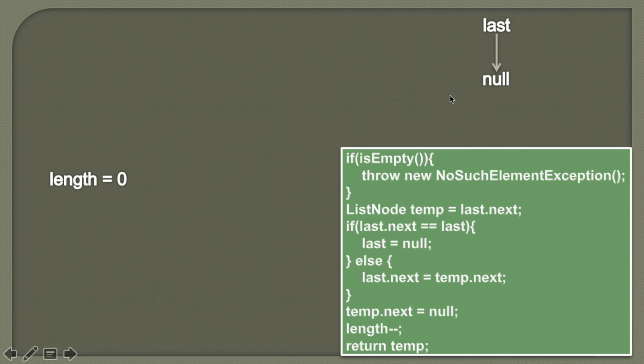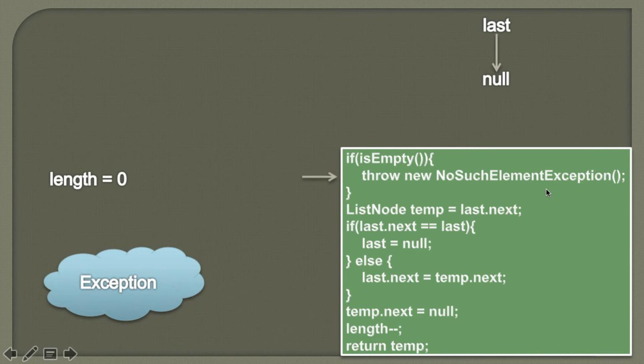So friends, after we remove all the elements, now if we again call this algorithm, in the first step we will check whether the circular singly linked list is empty or not. So here you can see the length is 0 and last is pointing to null, therefore the circular singly linked list is empty. So the condition in the if block comes out to be true, and as we know that when the circular singly linked list is empty, there are no nodes left to be removed. So therefore we can throw a no such element exception because there are no nodes left to be removed.